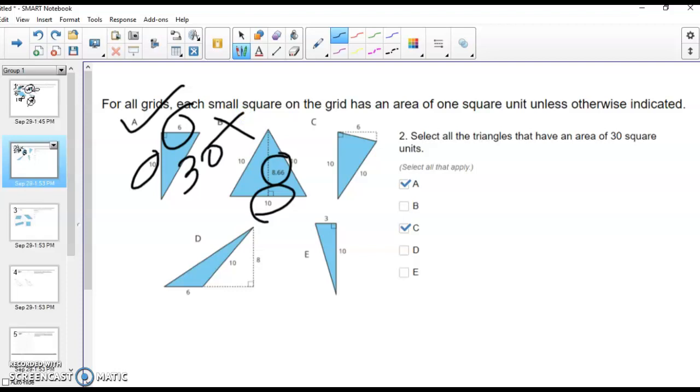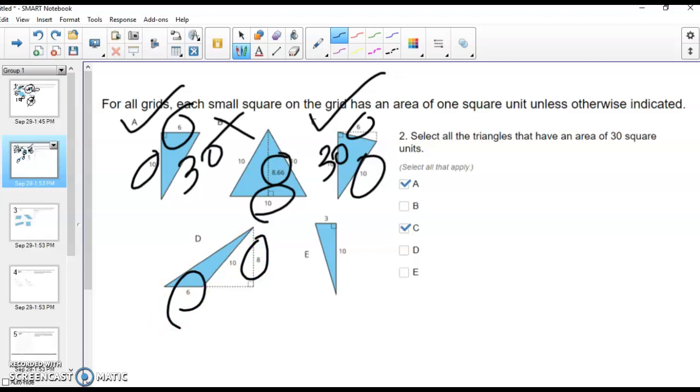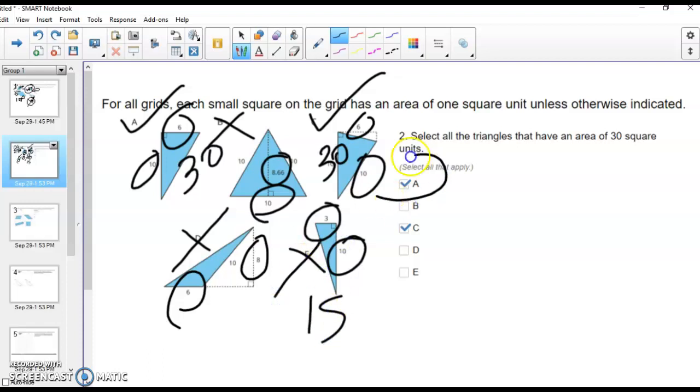For C, we have our two dimensions, 6 and 10. 10 times 6 is 60. Divide that by 2 and we get 30. So C does work. Here we have a base of 6 and a height of 8. 6 times 8 is 48, and half of that is 24. That does not give us 30. And then our last one, we have a base of 3 and a height of 10. 3 times 10 is 30, but then we have to take half of it, which would be 15. Therefore, E would not work. The only correct answers are A and C that give us an area of 30 square units.